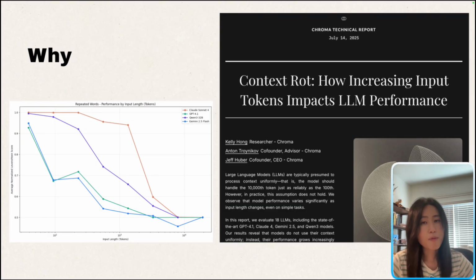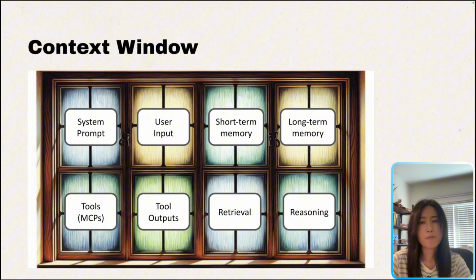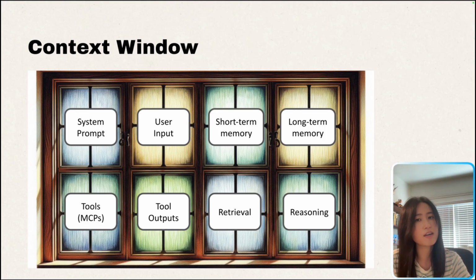Even if we can have models with 1 million tokens, you are still going to get degraded performance as you input more context. And the reason is that there are actually lots of things going on under the context window. For example, in the context window, you can have your system prompt. That's your overall instructions. You can have user input. That could be the dynamic input.